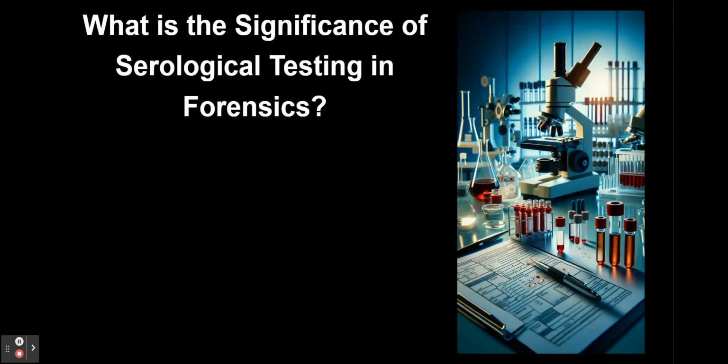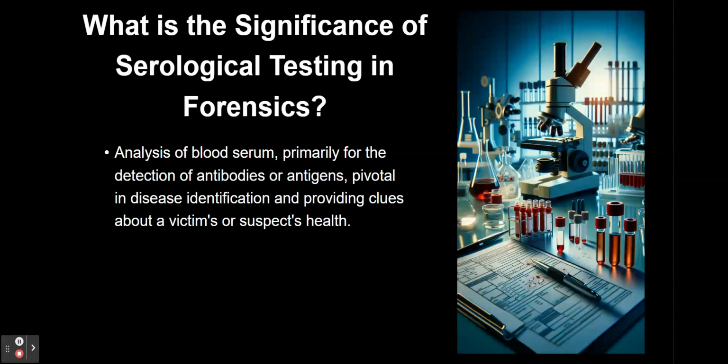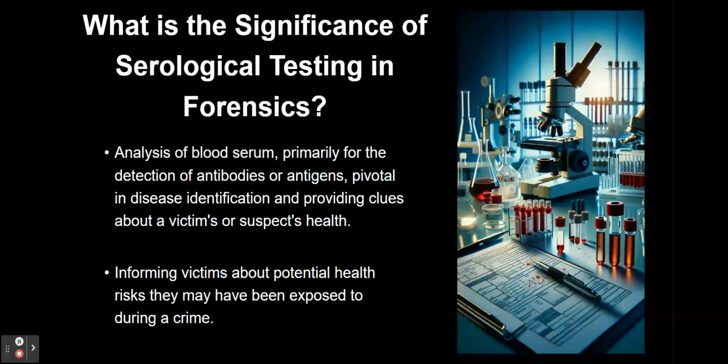Now, I mentioned serological testing in forensics, so let me say more about that. This would be the analysis of blood serum, primarily for the detection of antibodies or antigens. And again, you can use this to identify various diseases. And this would tell you something about the suspect's health. It can also be used to inform victims about potential health risks that they've been exposed to during a crime.